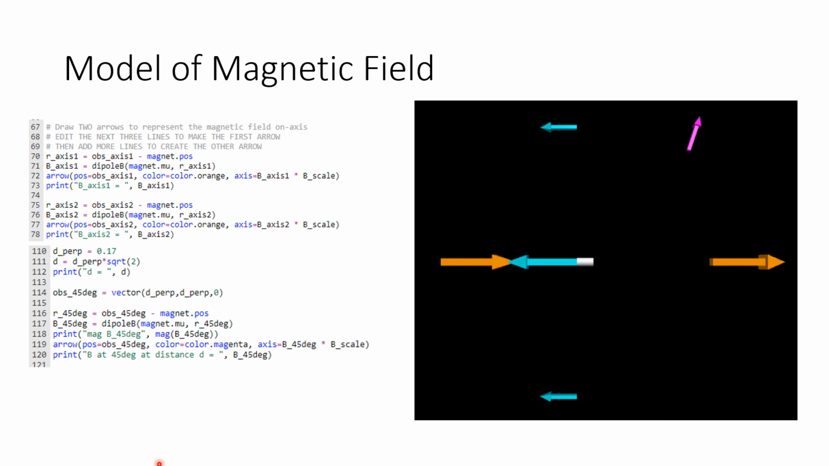Now let's model the actual magnetic field using GlowScript. Here's a part of my code, and if you want to see more, click the link in the description box below. This is what we got, and notice that the on-axis vectors in orange are twice the magnitude and opposite in direction to the vectors perpendicular to the magnetic dipole moment.